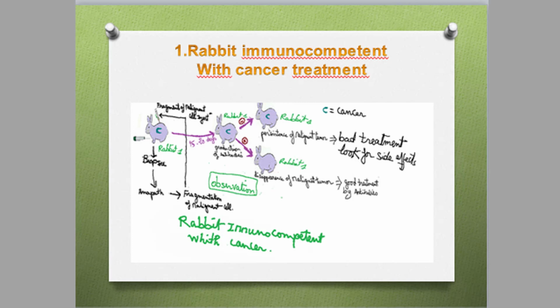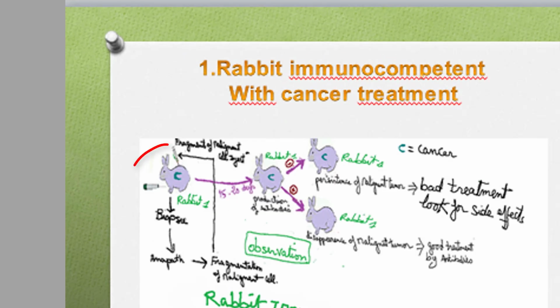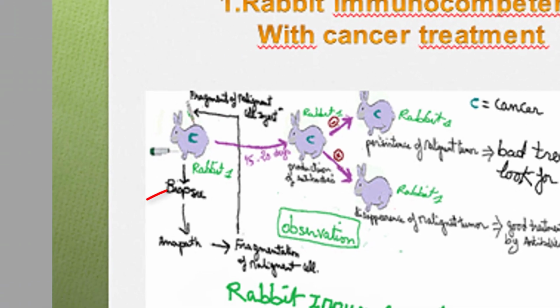Rabbit 1, immunocompetent with cancer. First, we do a biopsy, then ANAPAD for confirmation of malignant cells. After ANAPAD, we do fragmentation of the malignant cells in the laboratory. Then we inject the fragment of malignant cells into the same rabbit 1. We leave our rabbit 1 under observation.